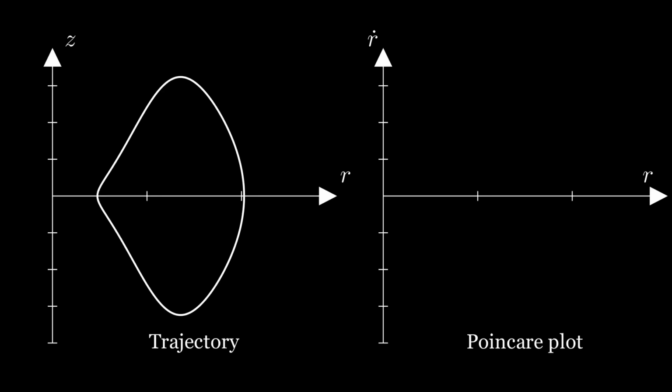The main tool for analysis we used are Poincare plots. Every time a trajectory touches z equals 0, we get the position and velocity at that exact moment along r, and plot it in the Poincare plot.